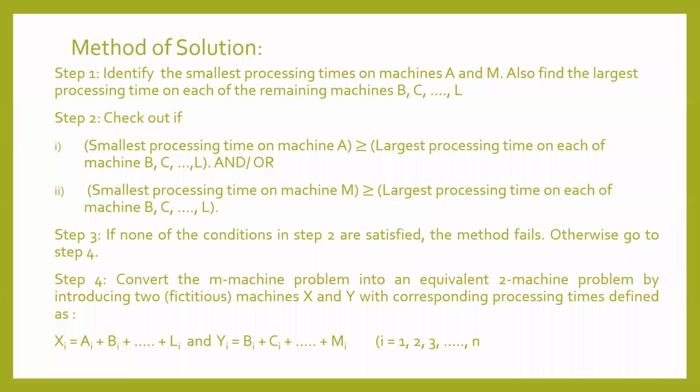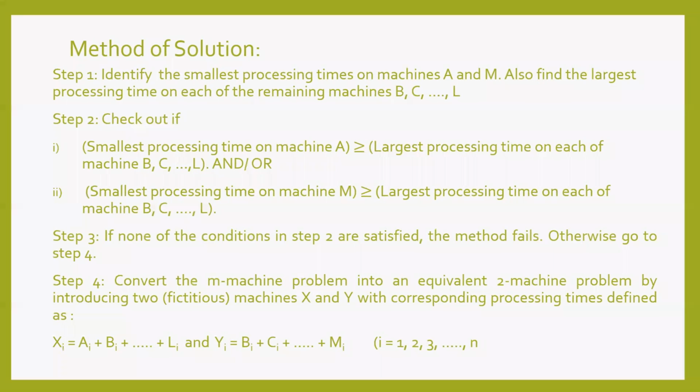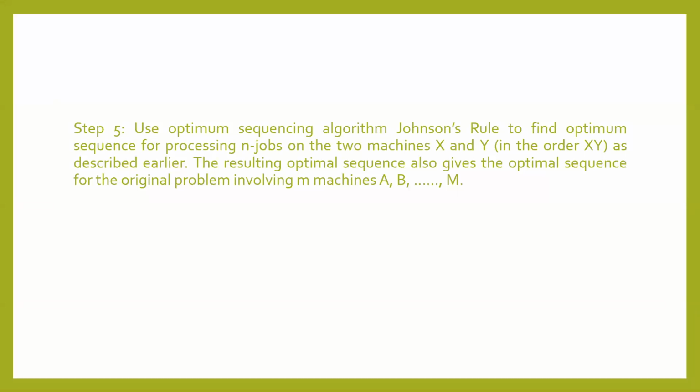Now, once we get this two machine problem, we can apply the Johnson rule, which we did in the first example as well. What is the Johnson rule? Finding the minimum processing time between these two fictitious machines. If the minimum time belongs to the first machine, we assign that particular job at the beginning of the sequence, depending on the slot which is available. If the minimum time is of the second machine, I assign that job at the end of the sequence.